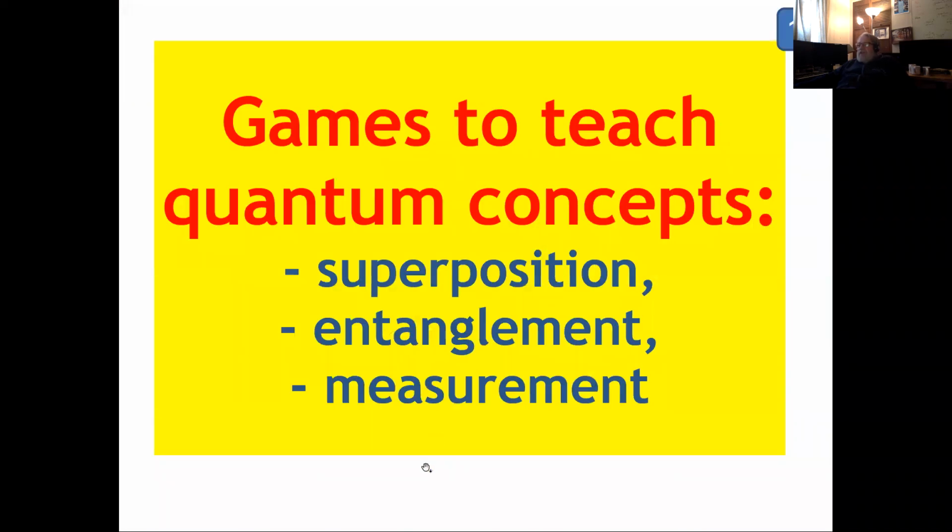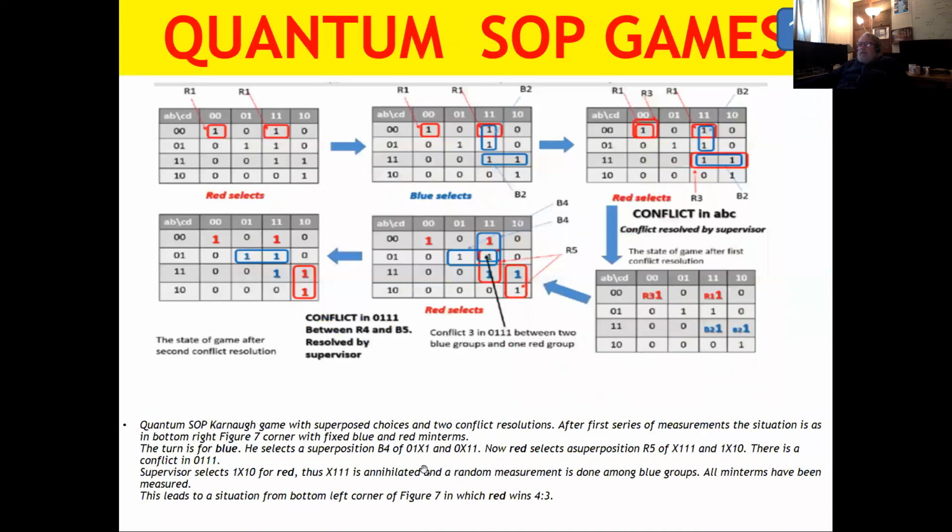And we also have games to teach quantum concepts like superposition, entanglement, and measurement. They are more advanced. Here is an example. Instead of using single moves, the players play like in a multiverse, in many worlds at the same time. So it's a superposition. At the beginning, R1 creates the superposition of these two, and blue responds with this superposition.